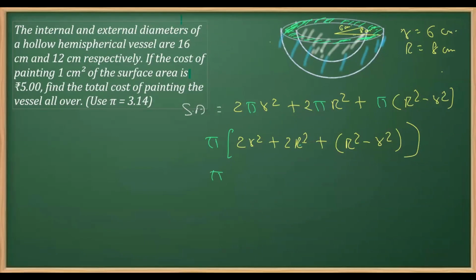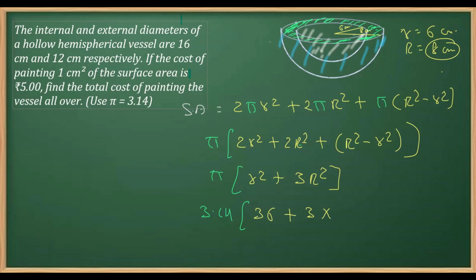Now we'll solve the like terms here. You can see that 2 r square on opening the bracket, 2 r square minus r square, should give you just r square. And similarly, 2 times capital R square plus 1 times capital R square should give you 3 times capital R square. This way we can reduce the calculation. So replacing pi with 3.14, the small r, the inner radius, is 6, so I can write 6 square as 36, plus 3 times capital R square, and capital R is 8, so 8 square is 64.